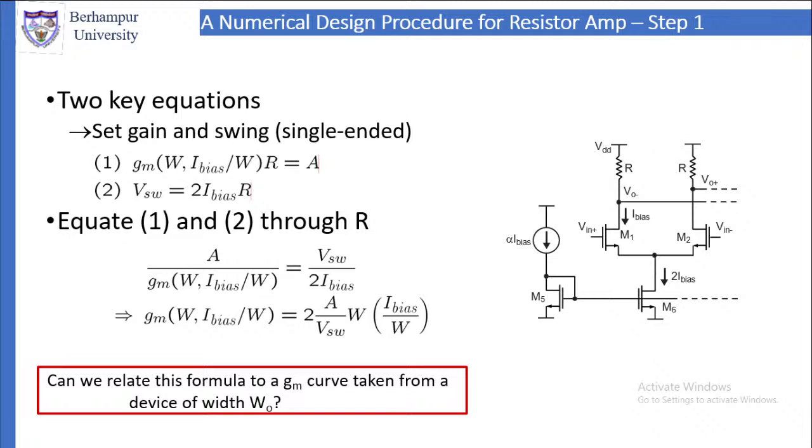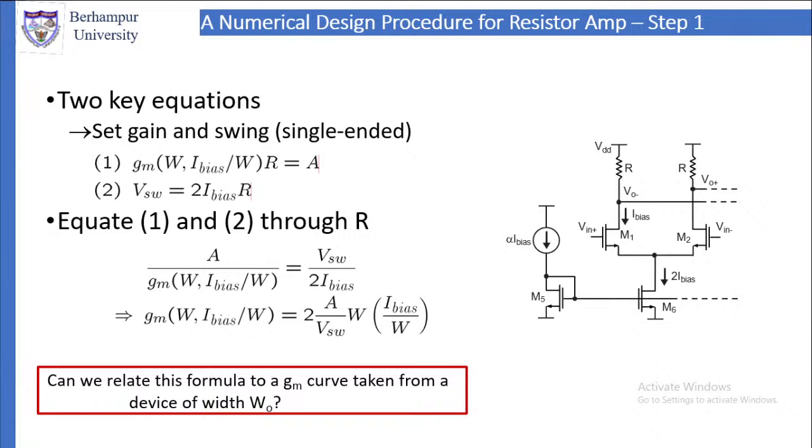We know these two equations. From these two equations, eliminate R. If you eliminate R, then we will get A divided by gm is equal to VSW divided by 2 I bias. So from that we will get gm is equal to 2 times A by VSW into W into I bias by W. So we have got an expression for gm in terms of gain A and swing VSW. I bias by W is also ID saturation per width, so that is the current density.